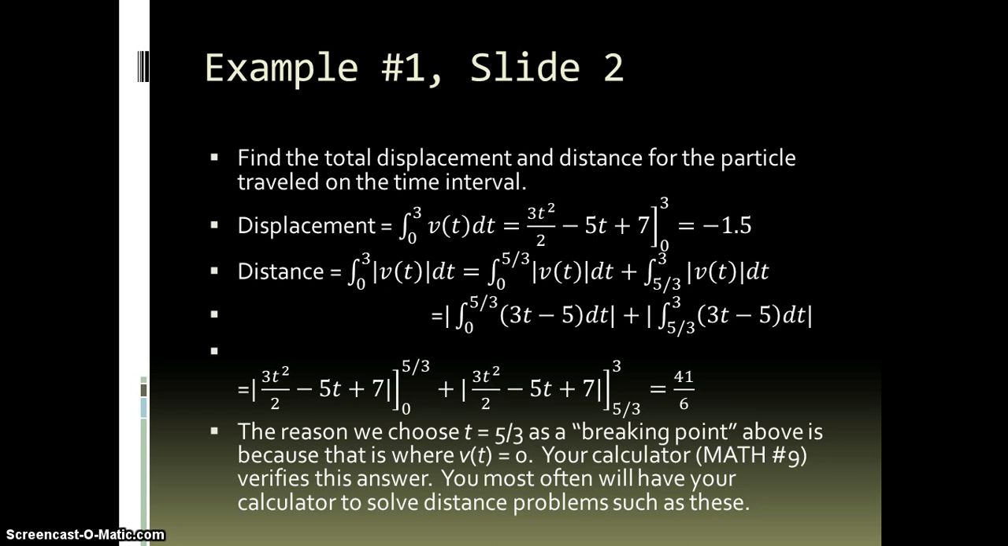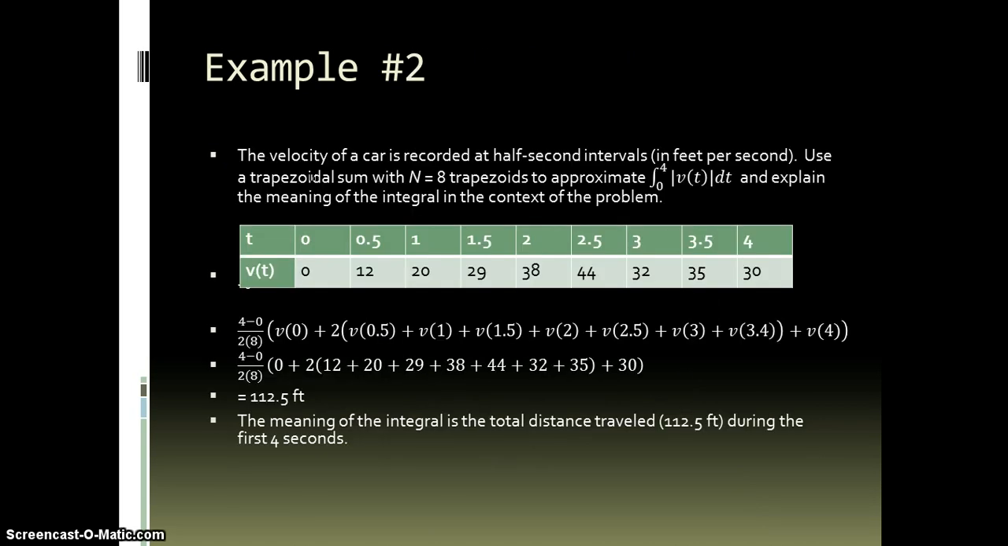I saved a lot of work and steps on here. When you evaluate it, you end up with 41/6. The reason, again, that we choose 5/3 as a breaking point is because that's where v of t is equal to 0. Our calculator will verify our answer, and again, you most often have your calculator to solve distance problems such as these. A second example.